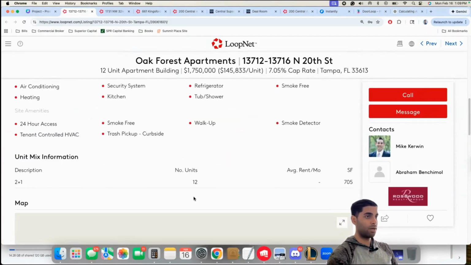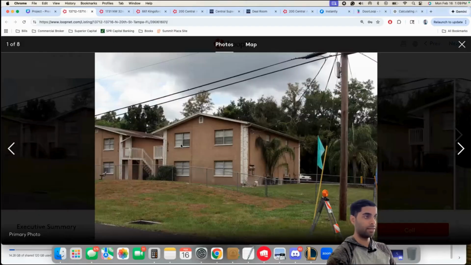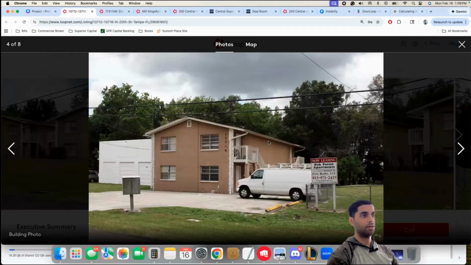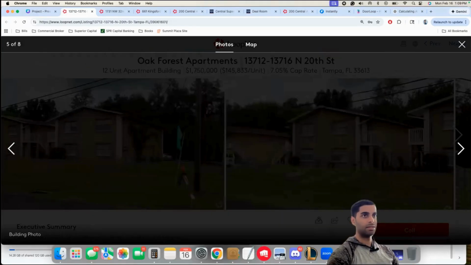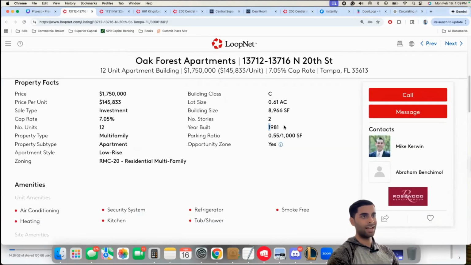First, I need to figure out what is the bed bath count on it. They're all 2 bedrooms, 1 bath. Nice. That makes it easy. And I can look at it. This is clearly like a C-class building. It's definitely a C-class building. You can also tell by the age of the building. I don't know, 1981. So it's a C plus maybe.